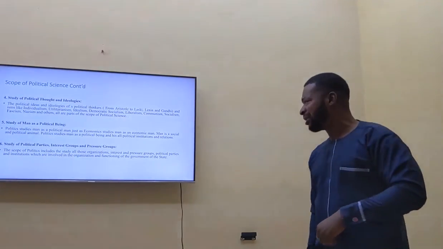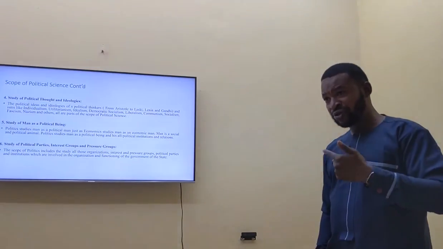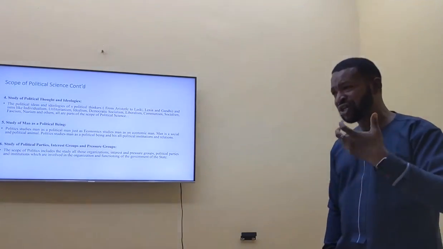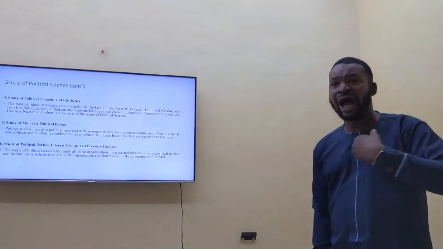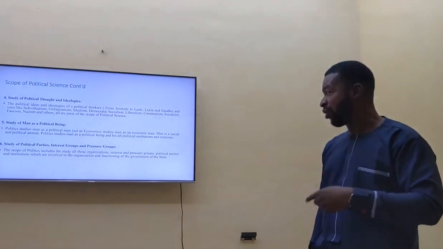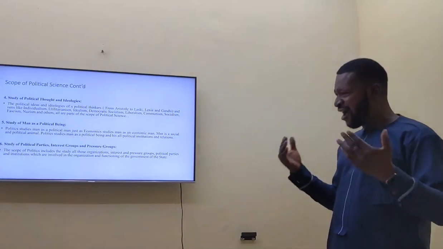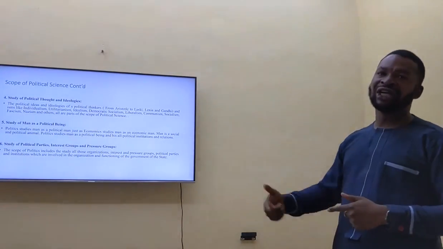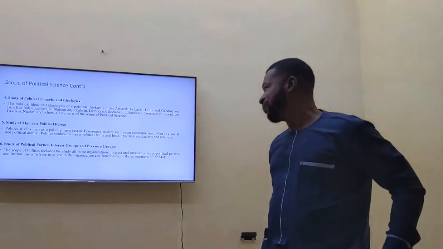Another scope is the political parties, the interest groups and pressure groups. In every political system, there are political parties. The political parties are those parties that contest to control power. The interest groups are those factions and groups that are seeking that their interests are projected or advanced. For you to study every political system, it is important to study these groups because they are key actors in the political system.